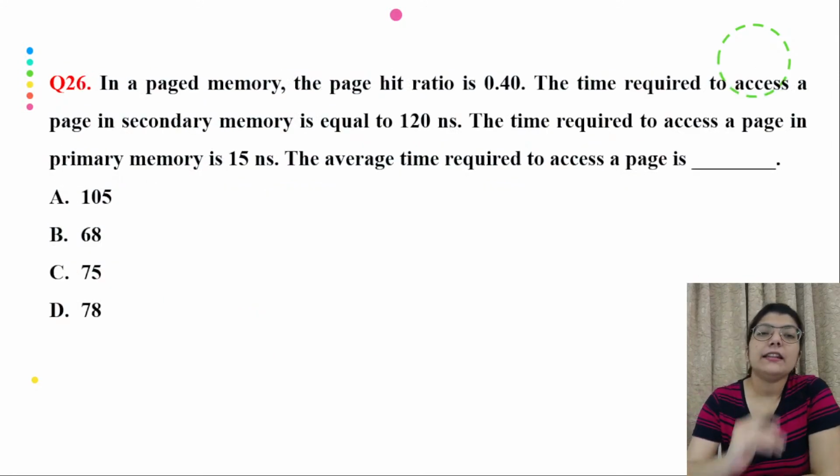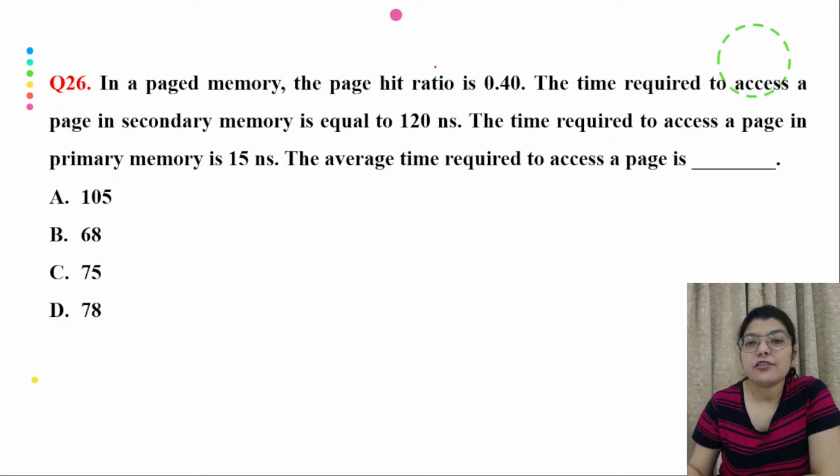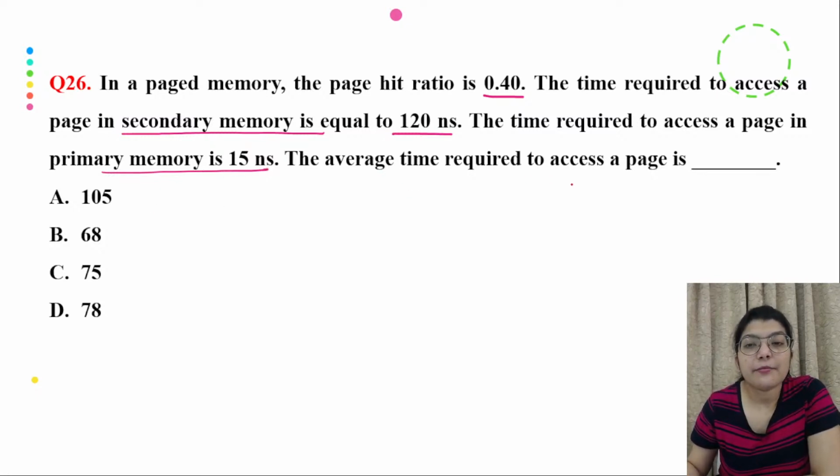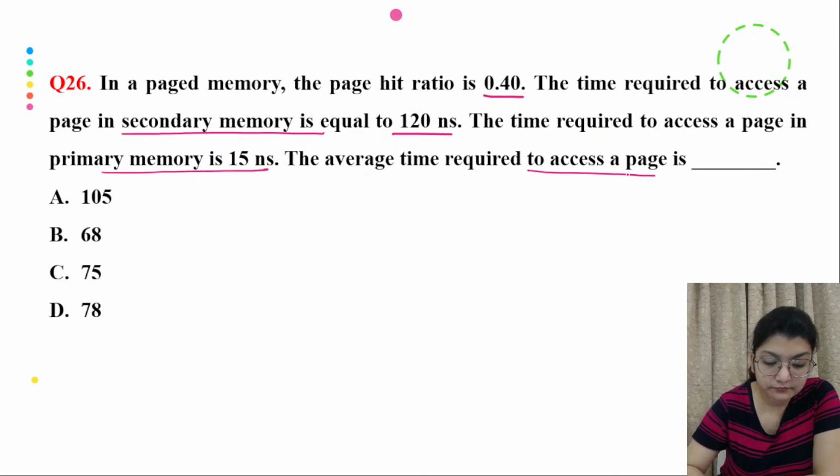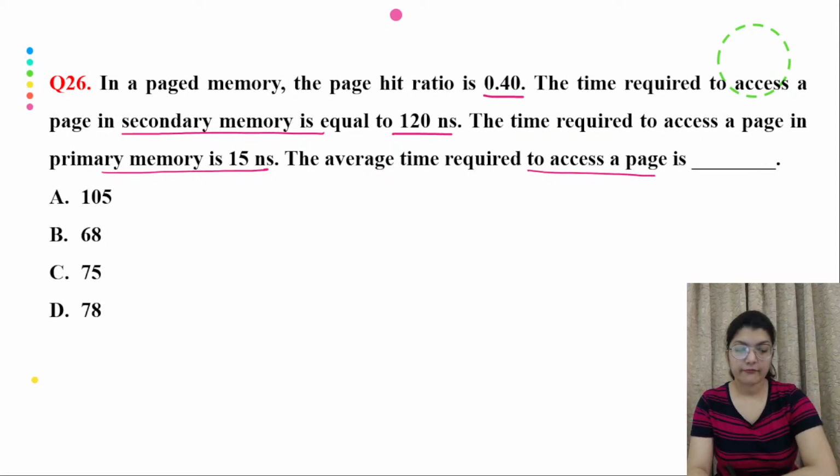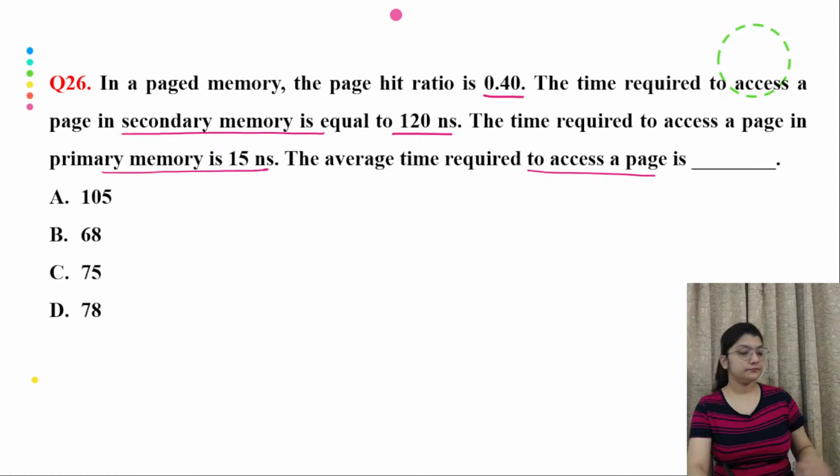Now, in a paged memory, page hit ratio is 0.40. Time required to access a page in secondary memory is equal to 120 nanoseconds. Time required to access a page in primary memory is 15 nanoseconds. So the average time required to access a page is, a very easy question, a simple formula, right.